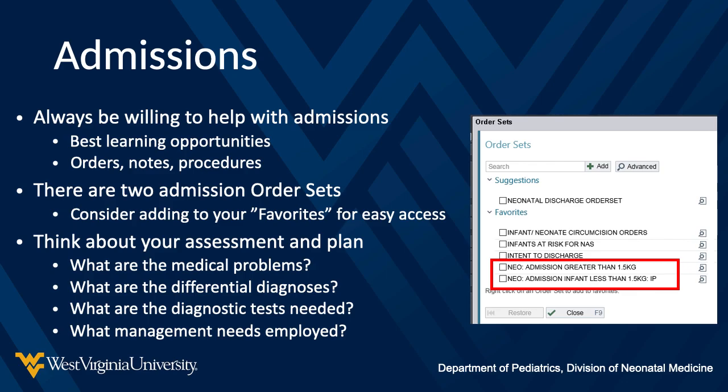There are 2 order sets to aid the process of admitting a newborn. These can be accessed by typing NEO admission into the order entry area. There are two general order sets, one for newborns with a birth weight greater than 1.5 kilograms and one for those with a birth weight less than 1.5 kilograms.